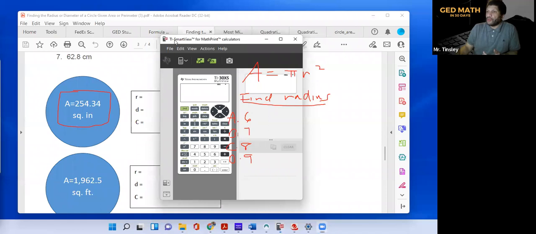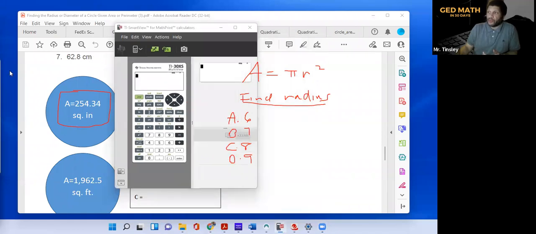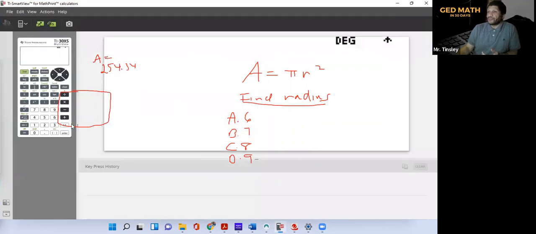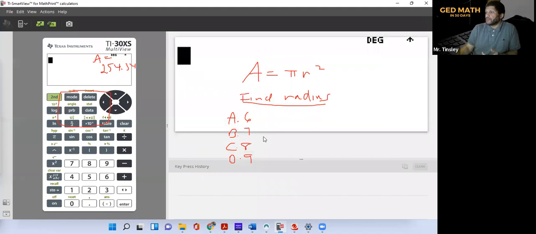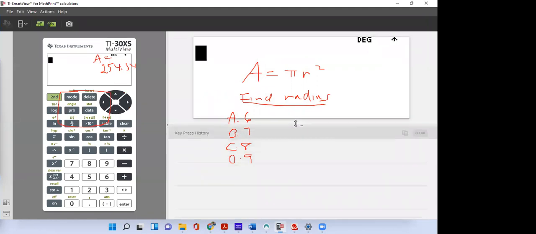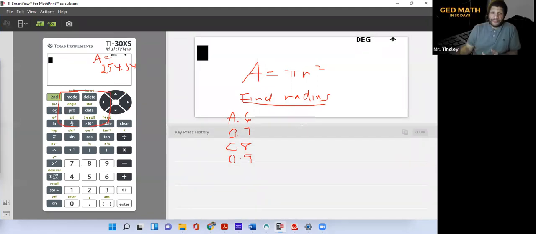We get so caught up. 254.34. Let me make this a little bigger for you. Let's move this over. All right, I'm gonna move this down. Let me move this over. The area is 254.34. We can get rid of this. And then let me move this down.